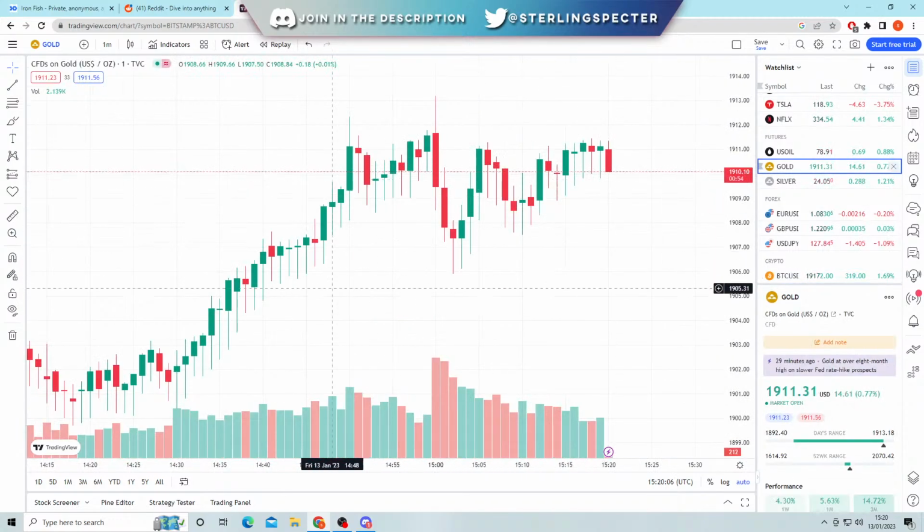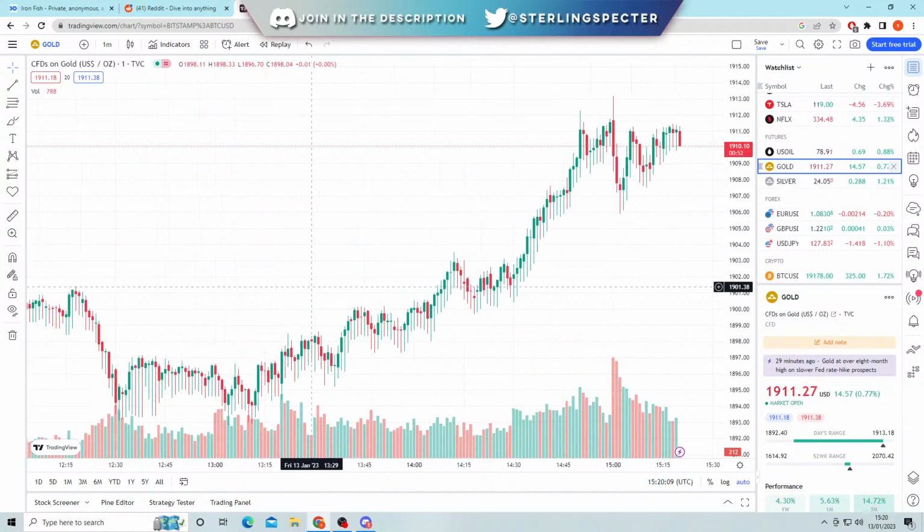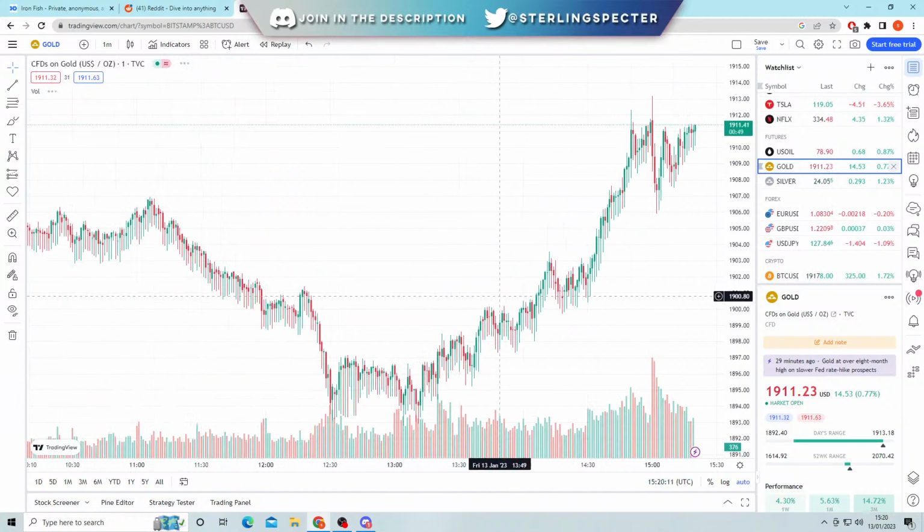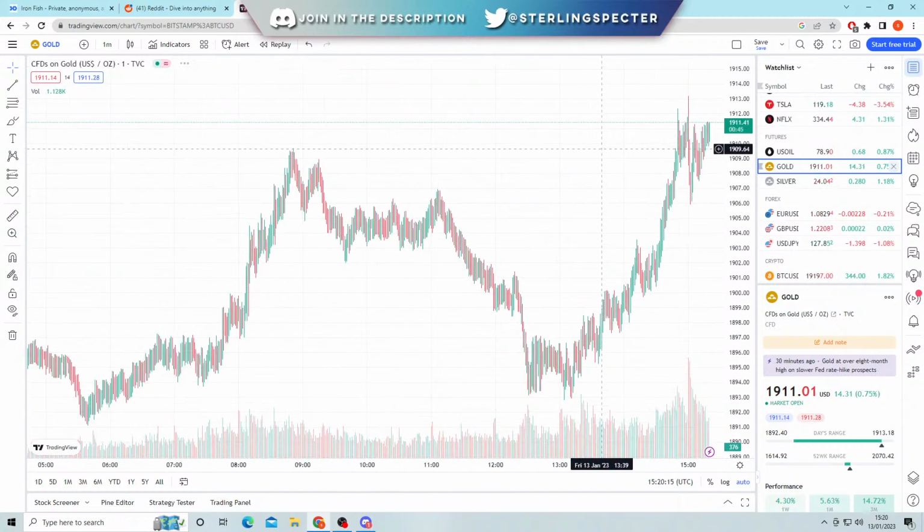I did want to look at gold, because apparently gold actually had a price spike along with Bitcoin, which we can actually see here, which is true.